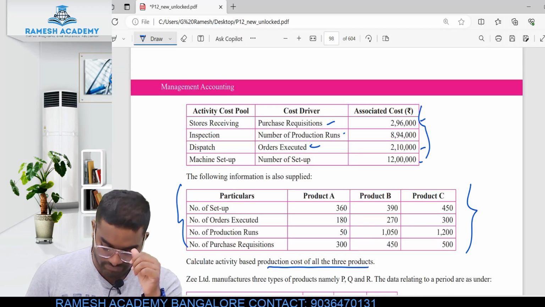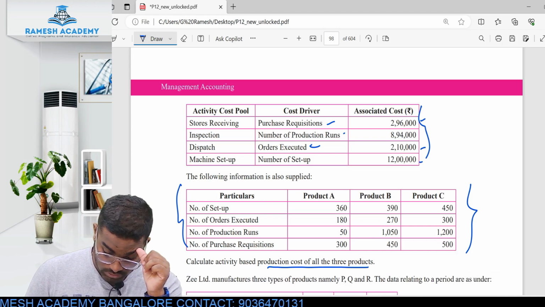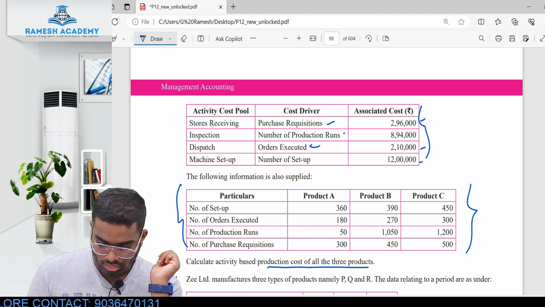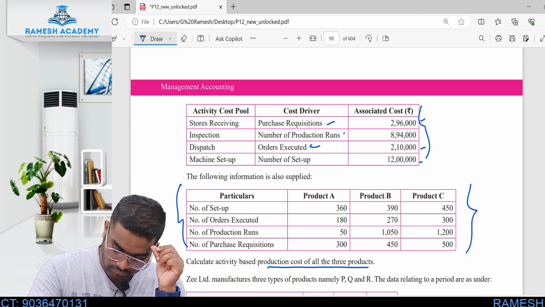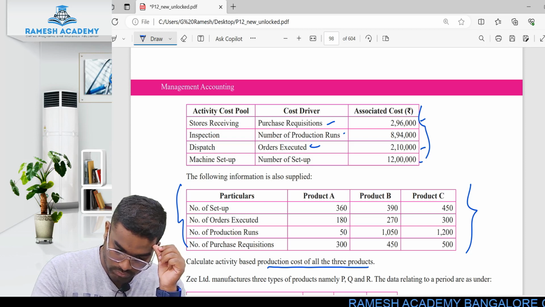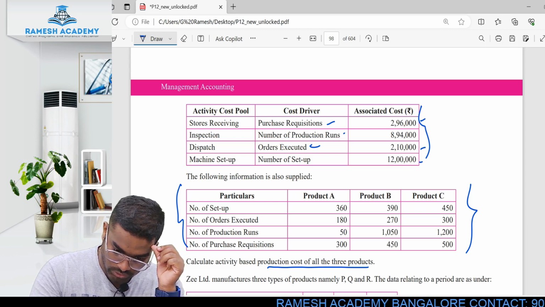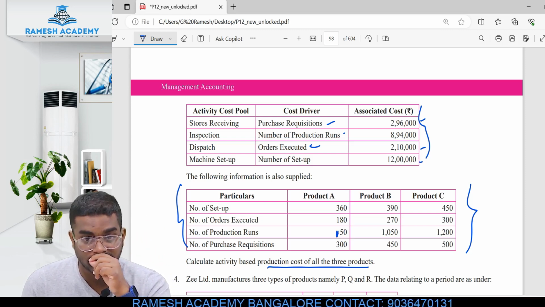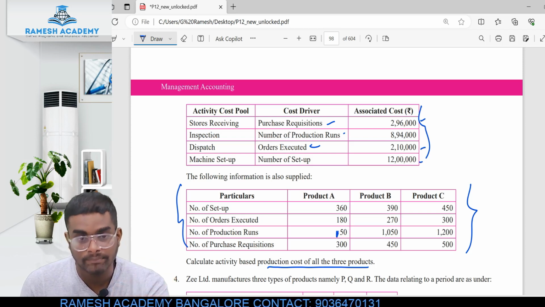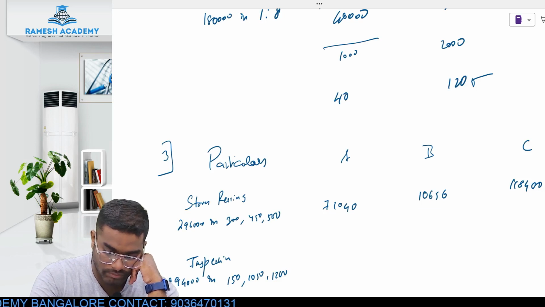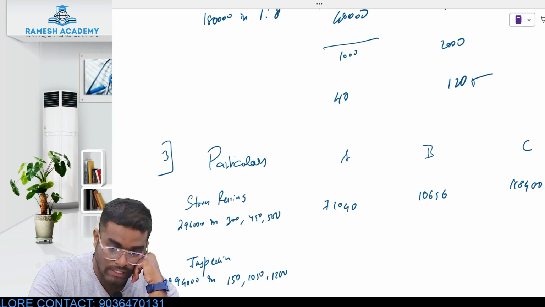So I think in the question there is some difference here. If you go there, they have given 1,200, 1,050, but they have given 50, so it is 2,300. I had referred this book in CA Final. There the question was exactly the same, but this was not 50, it was 150. So make it 150. Now add it. 150 plus 1,050 plus 1,200 is 2,400. So 8,94,000 divided by 2,400, it is 372.5 into 150.